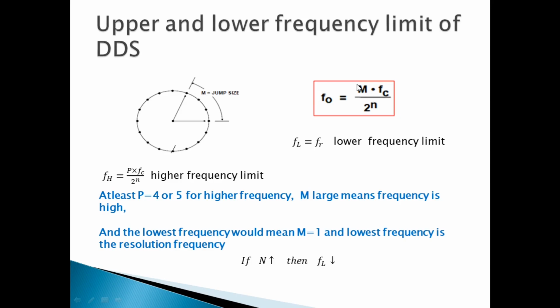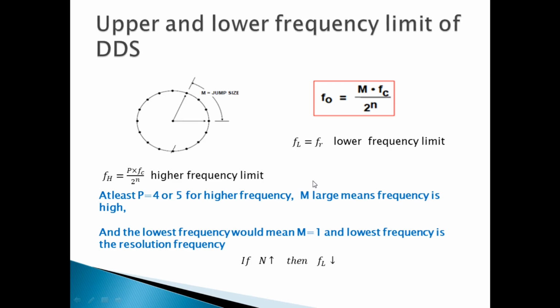so if I take m equal to 1, I get a low frequency which is as good as the resolution frequency, and if I increase this m to a larger value, I would get a higher frequency. However, there is a limit. I cannot increase it very much higher. So at least 4 or 5 samples for higher frequency, which would give me FH. So the number of samples that I would take.